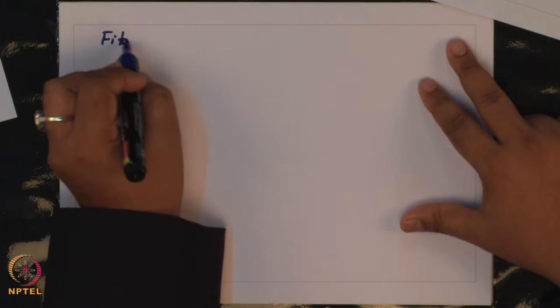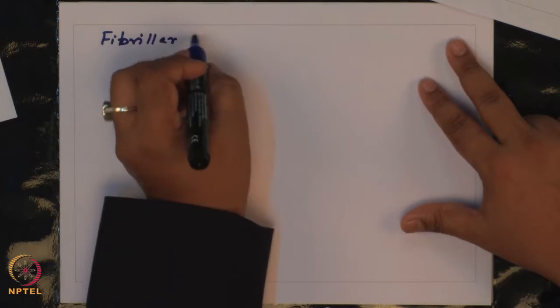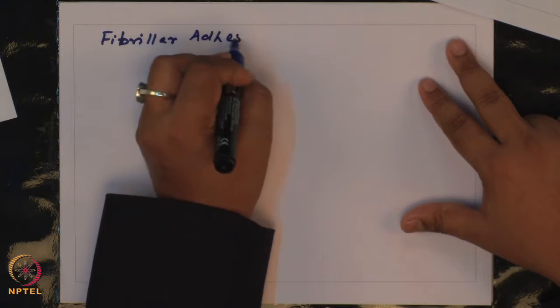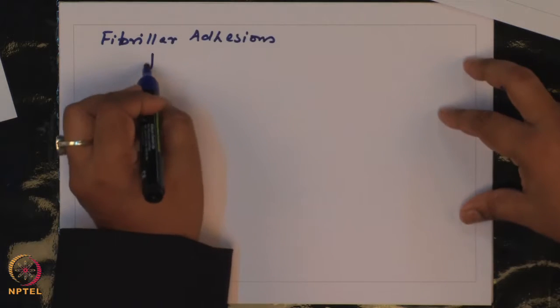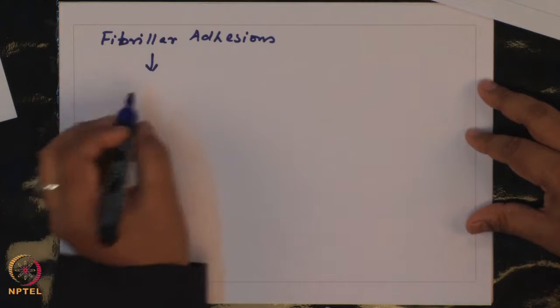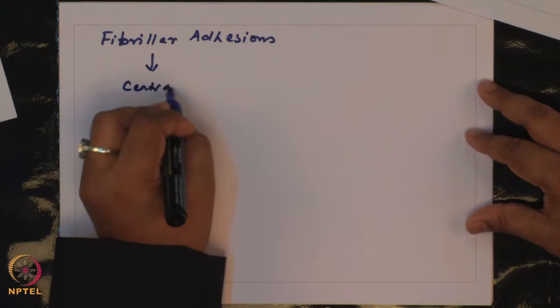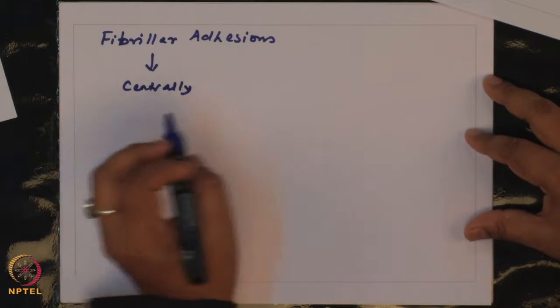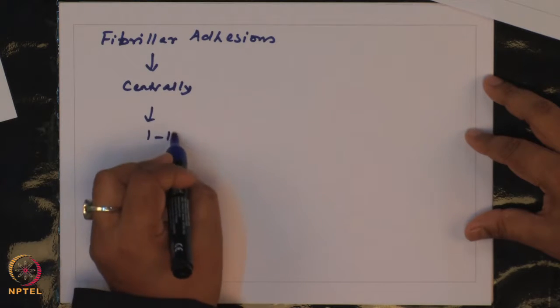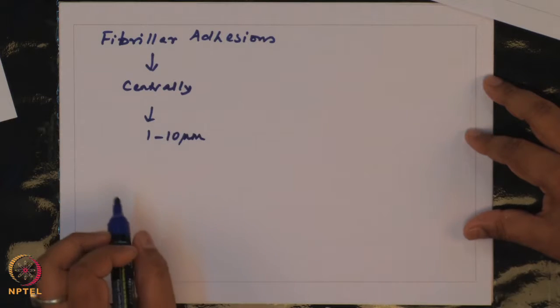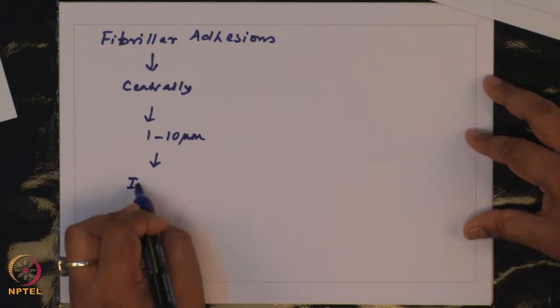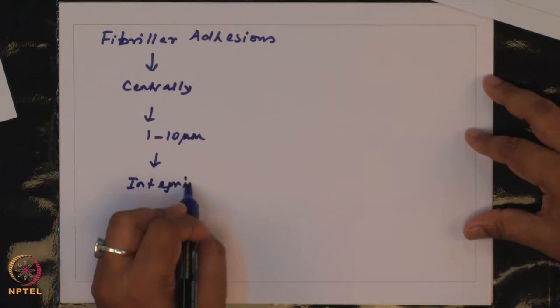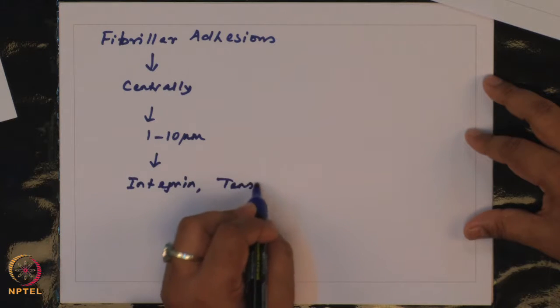From focal adhesions, in addition, you can have fibrillar adhesions. As the name suggests, they are fibrillar in nature, but they are present centrally, towards the center of the cell. They can be 1 to 10 microns in length. And in addition to integrin, they have this molecule called tensin.